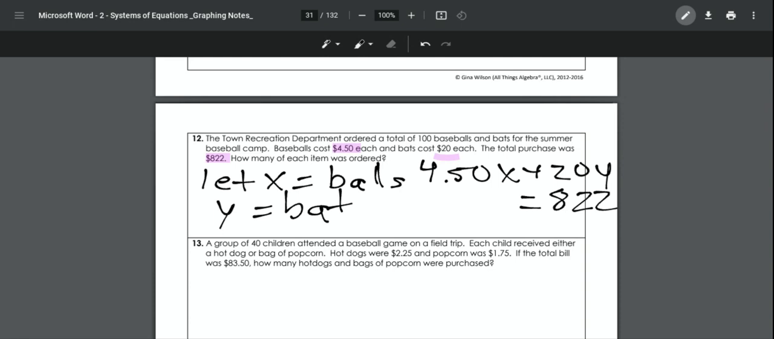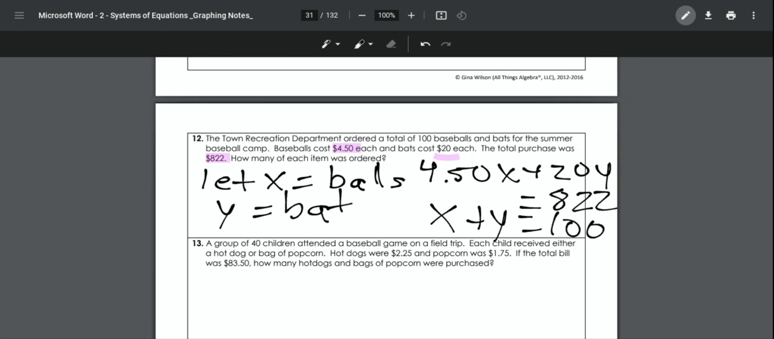That kind of leaves you with, well, what's my other equation? And kind of the tricky part about these questions is the equation's pretty basic. It usually has to do with the total number of your items. So in this case, the total number is 100. So between baseballs and bats, I had 100. So maybe I have 80 baseballs, 20 bats, or 50-50. I don't know, but what I do know is that if I add the amount together, I get 100.